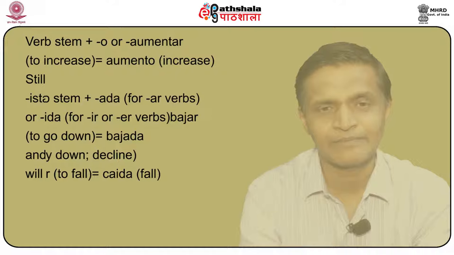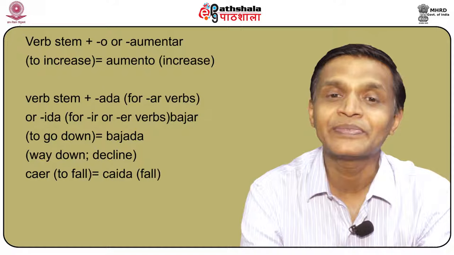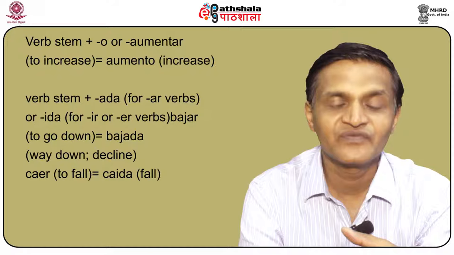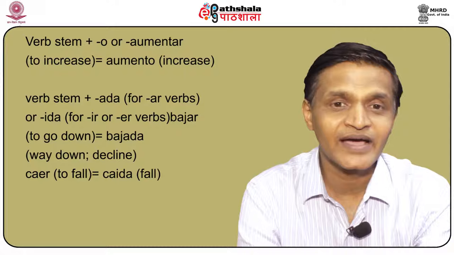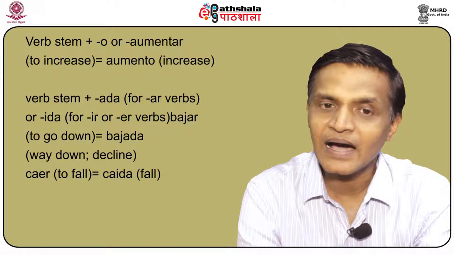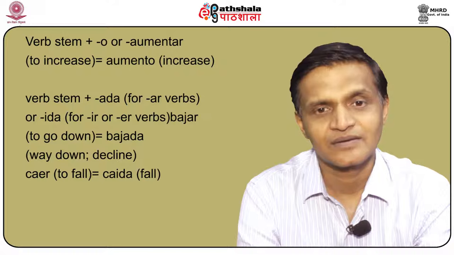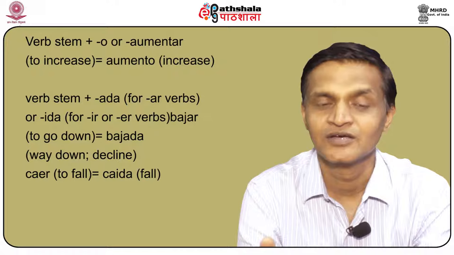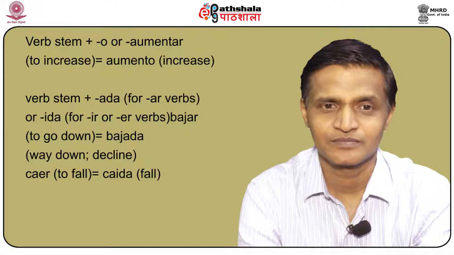Verb stem plus o or a. Aumentar, to increase. Aumento, el aumento, the increase. Verb stem plus ada for ar verbs, or ida for ir or er verbs. Bajar, to go down, becomes bajada, the way down or the decline. Of the verb caer, to fall, it becomes caída, the fall.